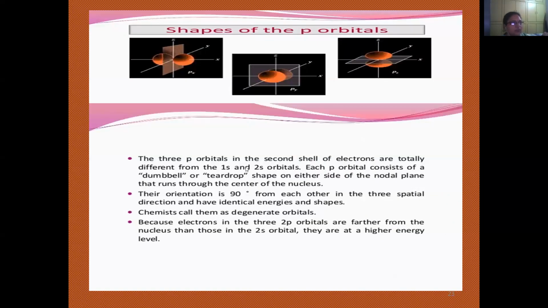The three p orbitals in the second shell of electrons are totally different from the 1s and 2s orbitals. Each p orbital consists of a dumbbell shape or teardrop shape on either side of the nodal plane that runs through the center of the nucleus. You can see here the dumbbell shapes, that is px, py and pz. So there are three p orbitals: px, py and pz.